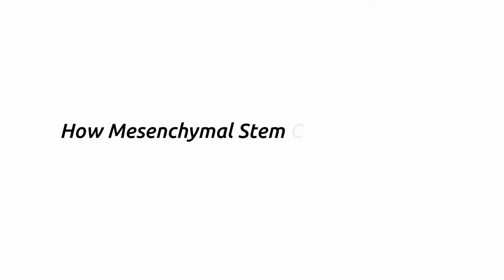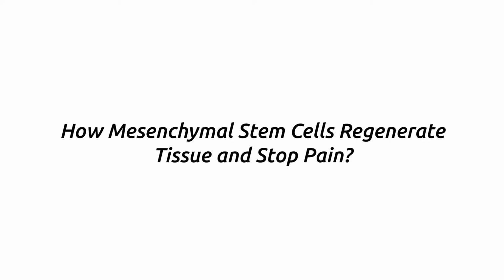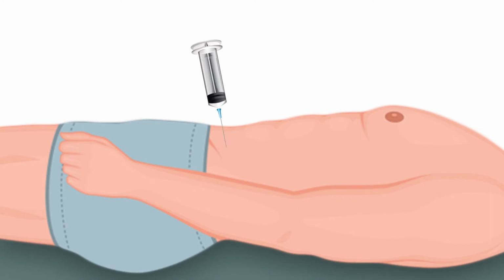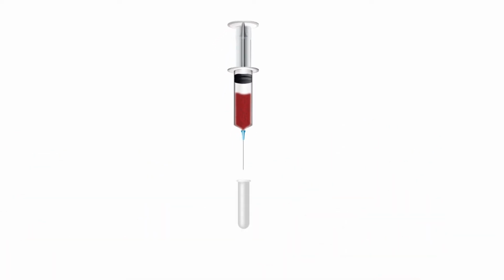How mesenchymal stem cells regenerate tissue and stop pain. At Phoenix International Stem Cell Clinic, we harvest mesenchymal stem cells from the patient's adipose tissue, either from the anterior abdominal wall, or if the patient has very low fat percentage, we can harvest from the buttocks.